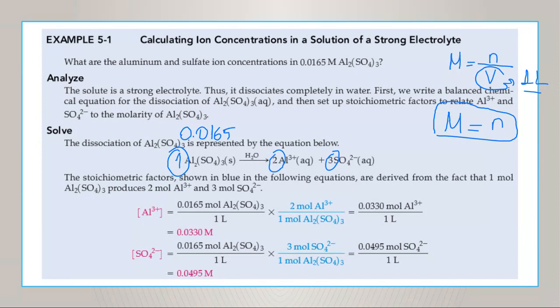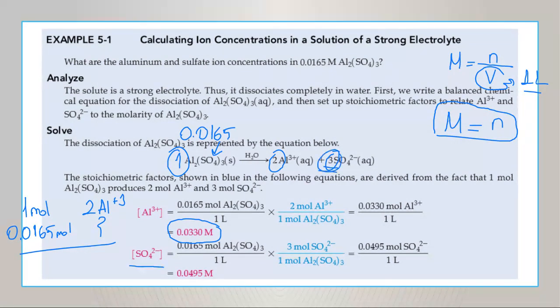Don't forget. If we write here 0.0165 molar, molar equals the mole, so we write that one. If the aluminum sulfate is 1 mole, aluminum sulfate has 2 aluminum, but we have 0.0165 mole. How much aluminum do we have? If you multiply with the 2, you will find the aluminum concentration like that. And then if you multiply with the 3, you will find the sulfate ion concentration.